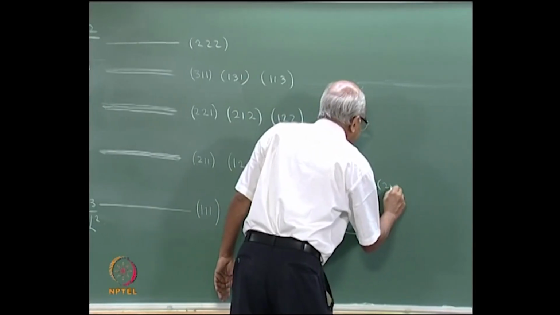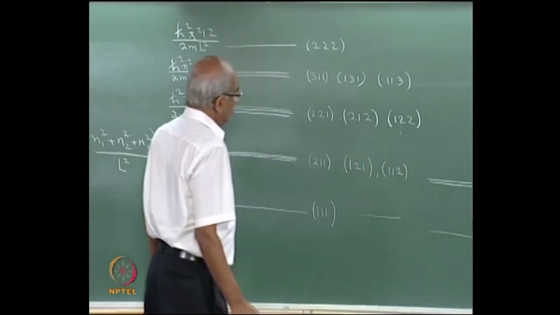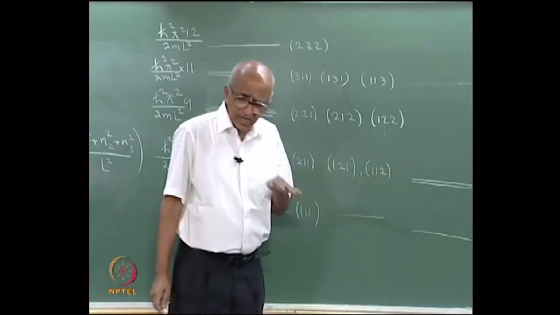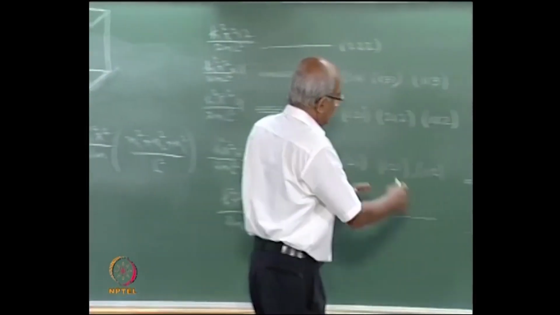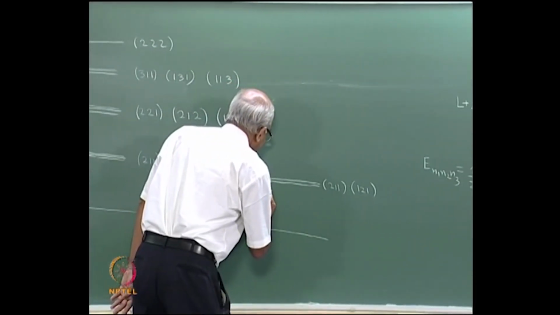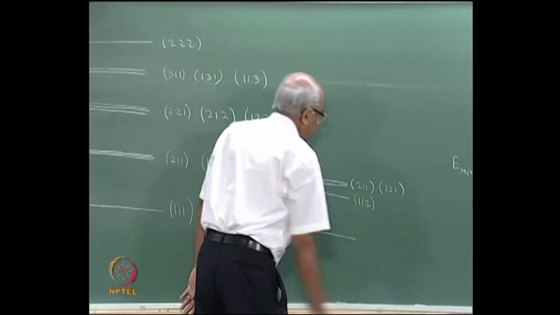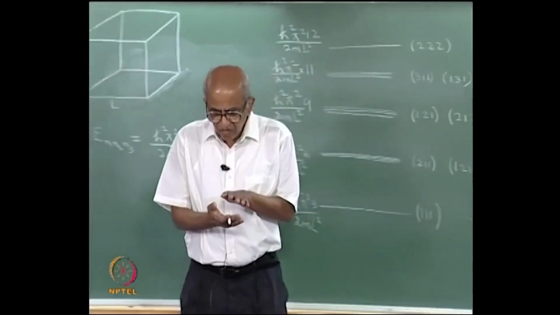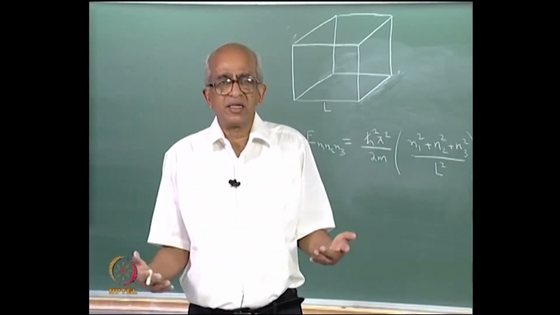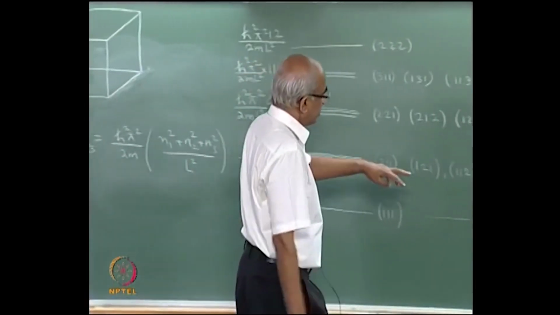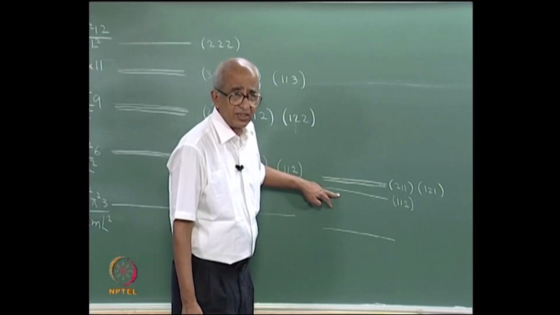This is 211 and 121. But if you think of 112, actually 112 will get lowered by a larger amount, and that means you see these three states are no longer degenerate, and so as a result of lowering of symmetry, what has happened is that an energy level which was triply degenerate has split up into two energy levels. One of them is doubly degenerate and the other is singly degenerate.